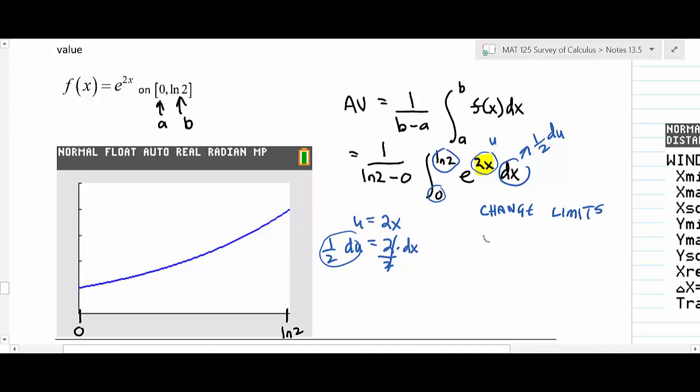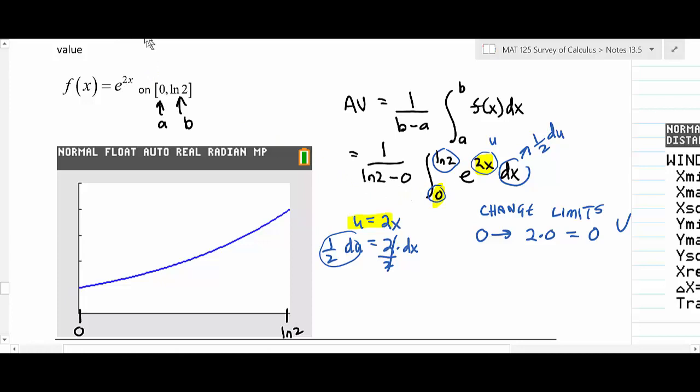So what we do is let's start with the lower limit, 0. All you got to do is plug it in to this U substitution. So what you're going to do is just 2 times 0, still 0. That limit right there is not going to change. That's going to be the same.